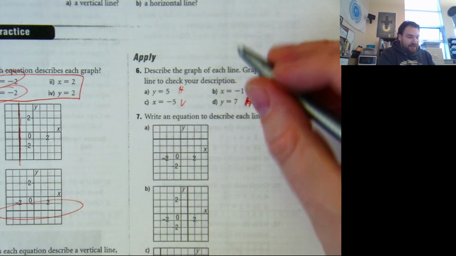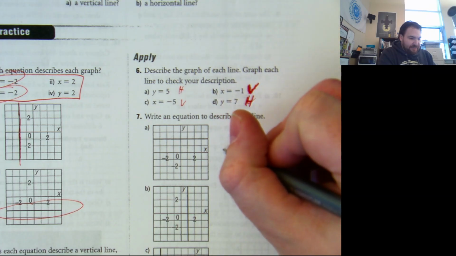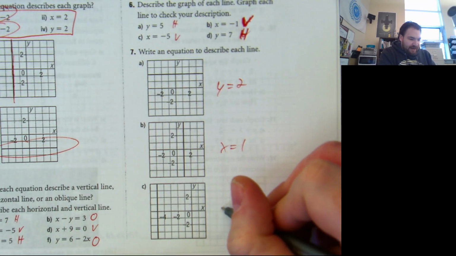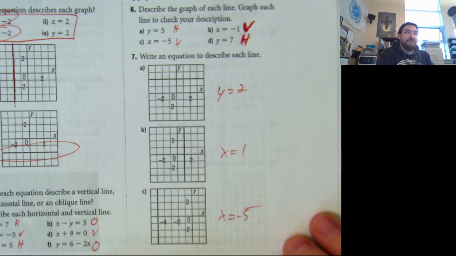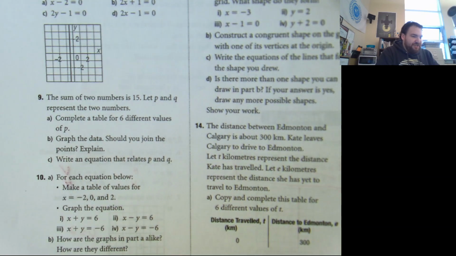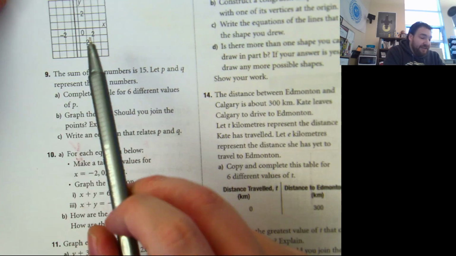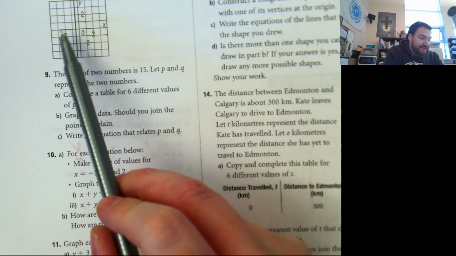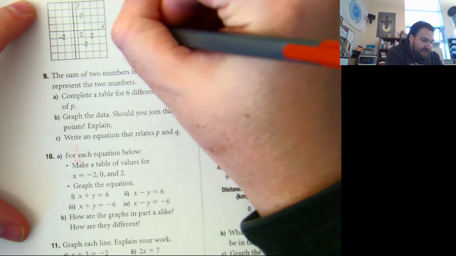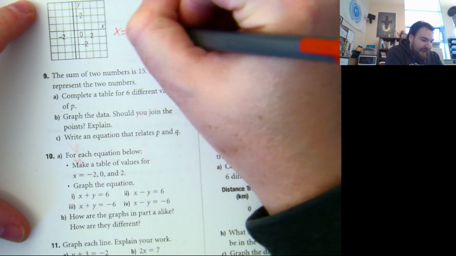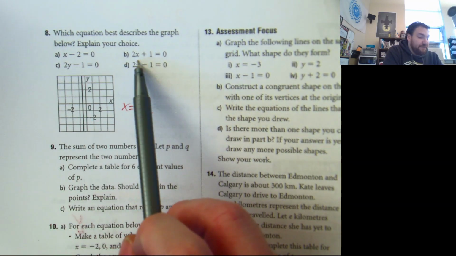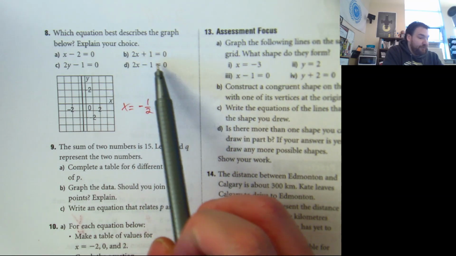Write an equation to describe each line. This one's going to be y equals 2, x equals 1, x equals -5. Which equation best describes the graph? Well, if that's 1 and that's -1, that's -2, this is going to be the line x equals -1/2. So you have to go through these and isolate for x to figure out which one of those is going to do that for you.